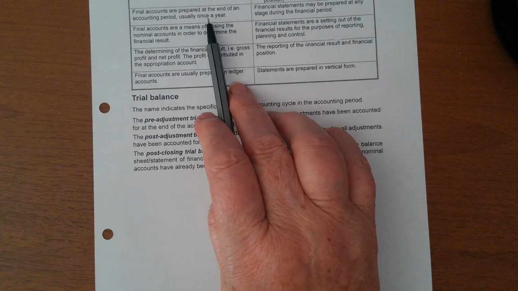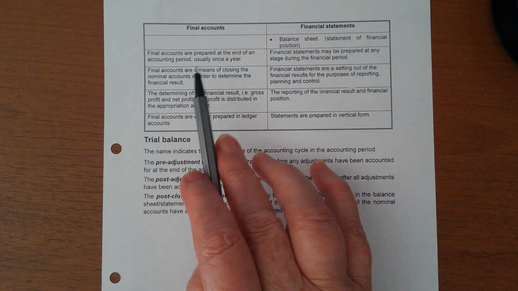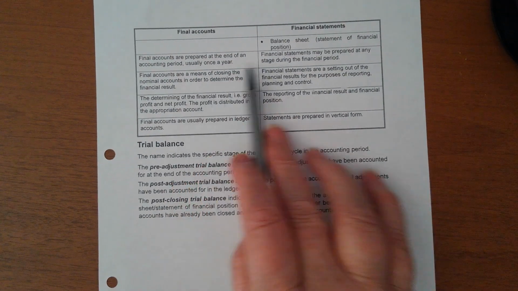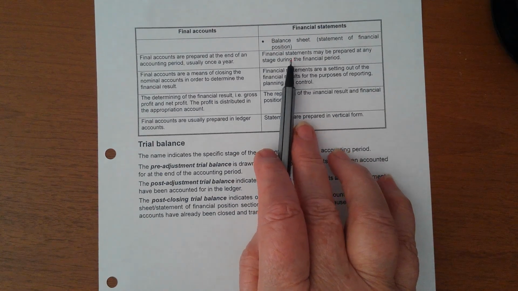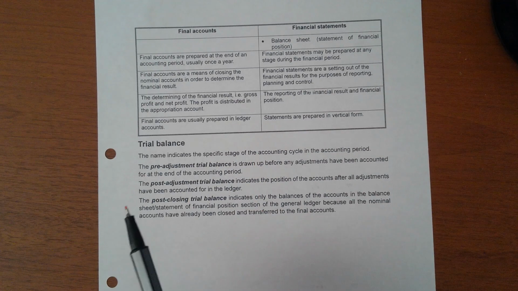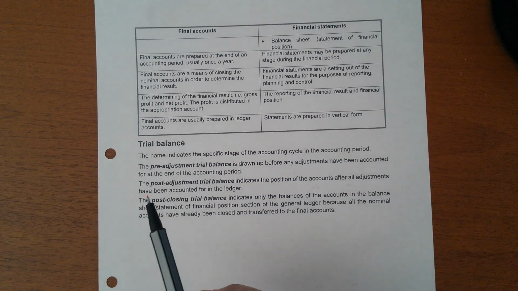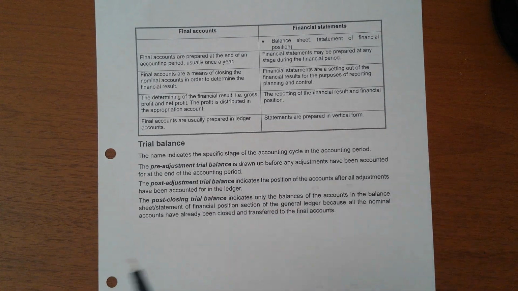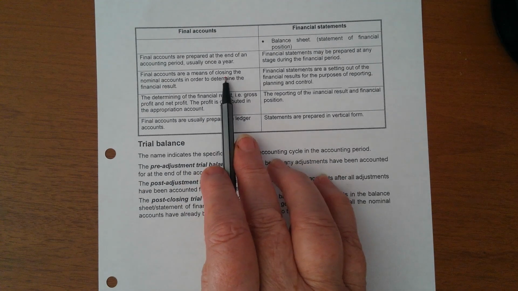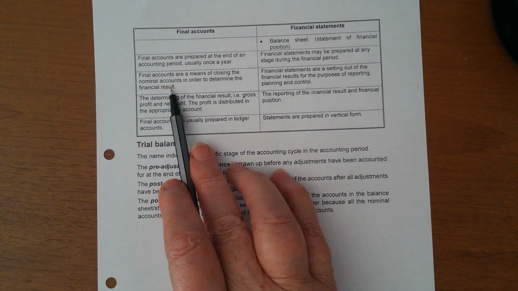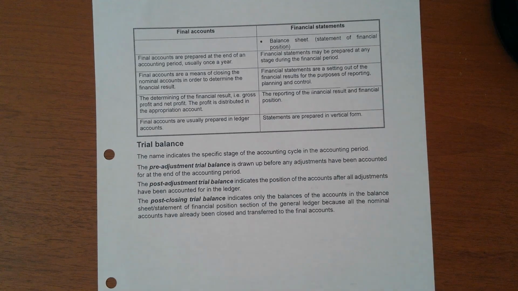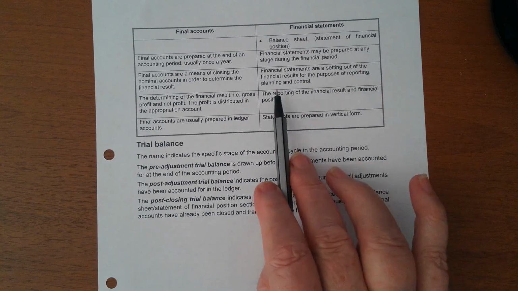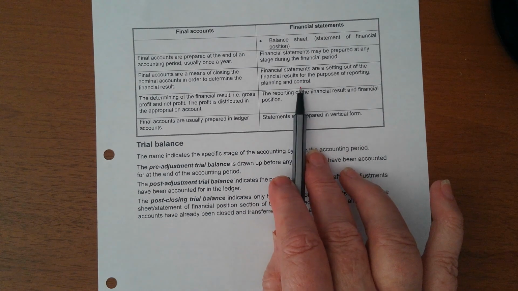Okay. The final accounts are always just prepared at the end of the year, whereas the financial statements can be done any time during the year to determine what the profit is, whether we can expand, whether we can pay out extra things or whatever. With the final accounts, you close the nominal accounts and work out the financial result or the profit. In the financial statements, you actually draw up reports and plan for the future and to control the money.